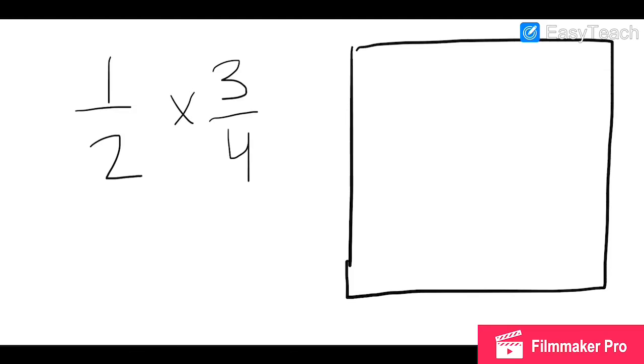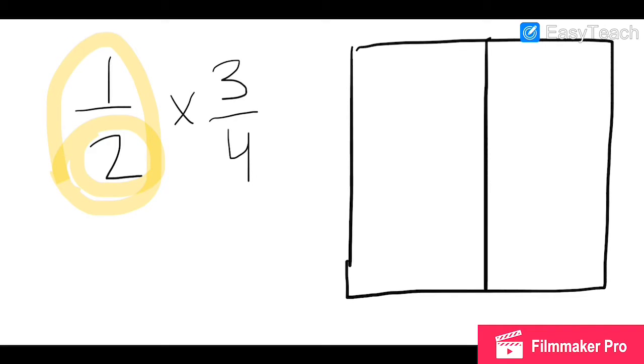Now, I want to focus on just one of my fractions. Let's start with 1/2. I know that I need to make this box have 2 parts because that's my denominator. I chose to make my 2 parts vertically. Now I know that one of those parts should be shaded because it's 1 out of 2, or 1/2. Here one of the parts is shaded.